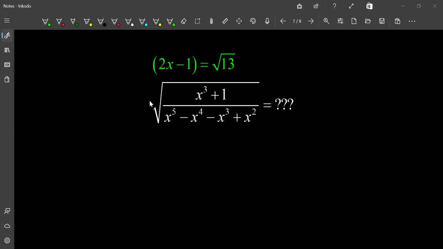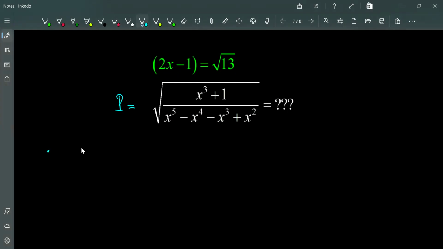So for today's video, I want to show you how to solve this problem. Okay, for the first step, I start by letting P equal to this expression. And then I want to simplify the expression inside the square root.